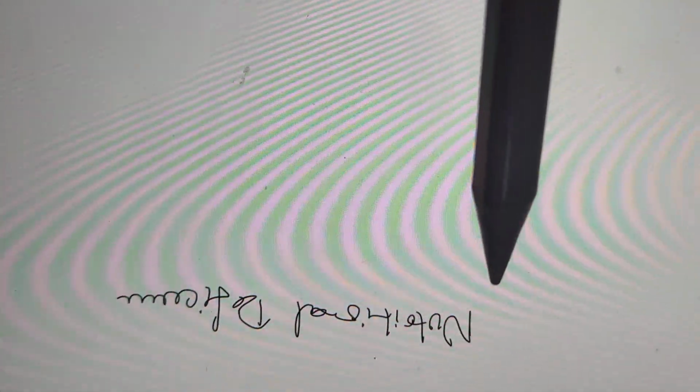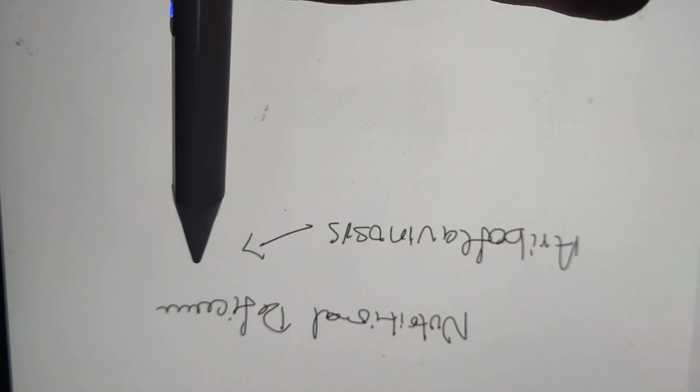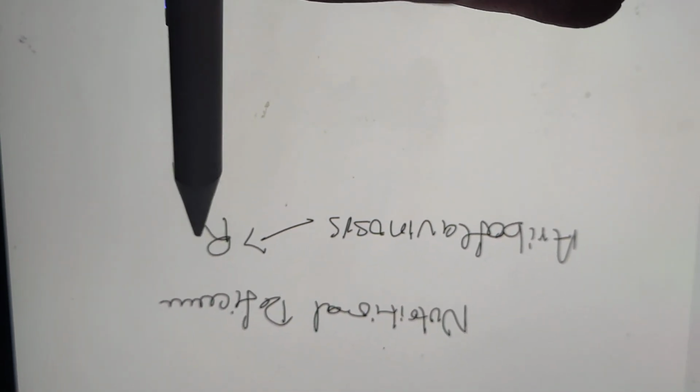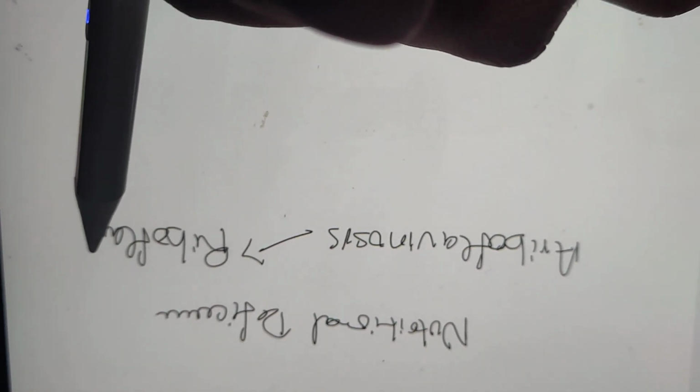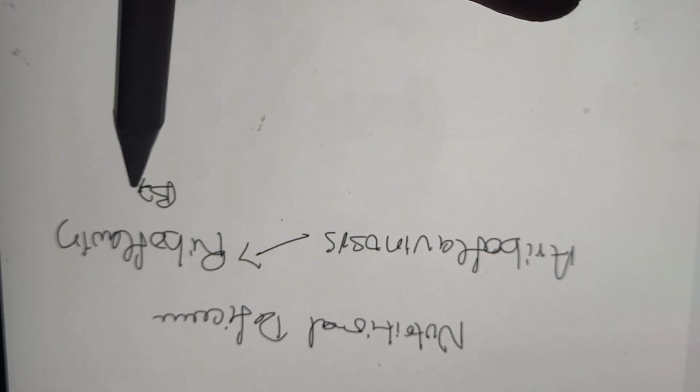So today I am going to discuss about nutritional deficiencies. So what are the nutritional deficiencies we are going to discuss? Number 1, riboflavinosis. It's due to the deficiency of riboflavin, which is vitamin B3.